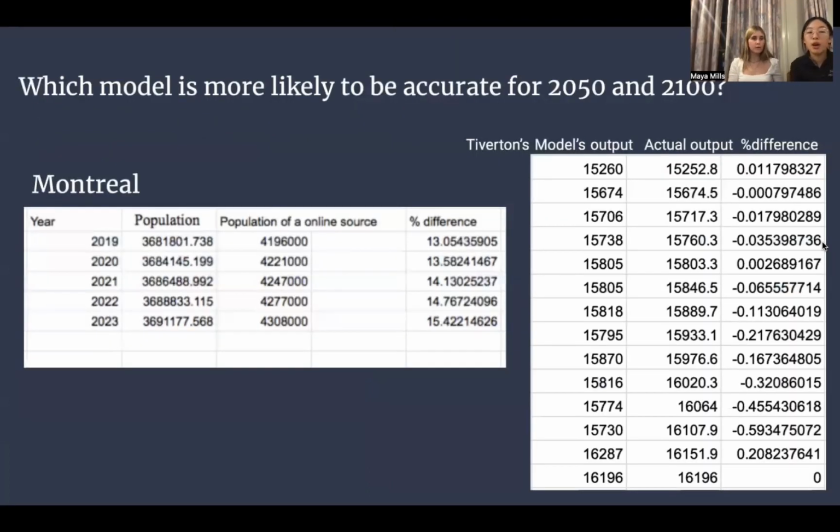To determine which model is more accurate, in 2050 and 2100, we calculate the percent difference between the theoretical population by the model and the actual population. We can see from the data here that the percent difference from the population data in Tiverton is much smaller and consistent. In conclusion, the population growth model of Tiverton is a more accurate predictor of the future growth when the two models are compared by their percent difference and looking at cultural restraint.